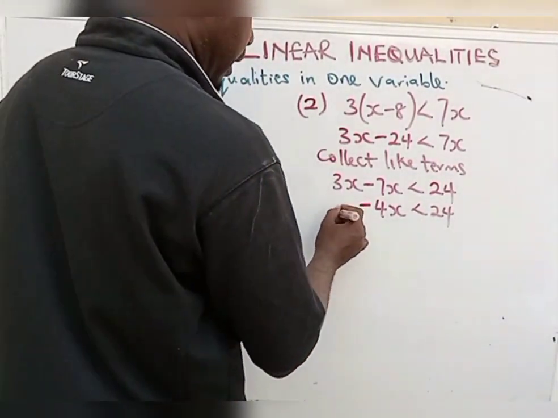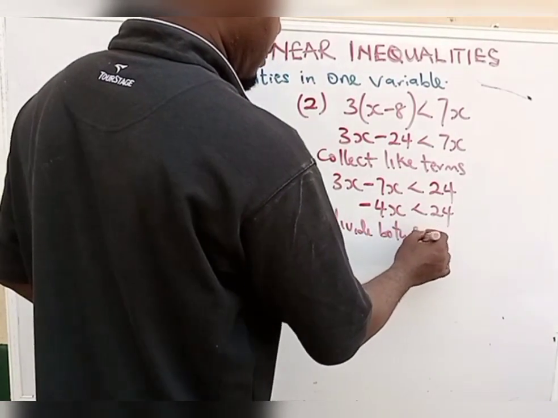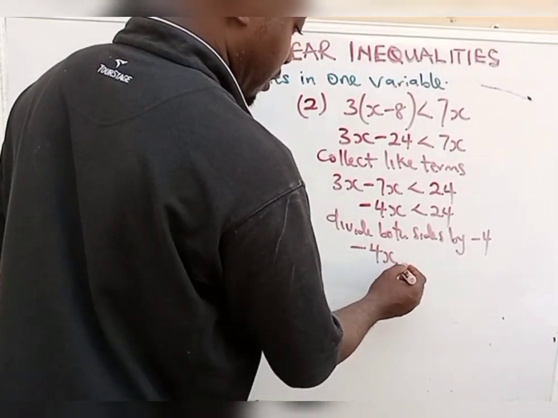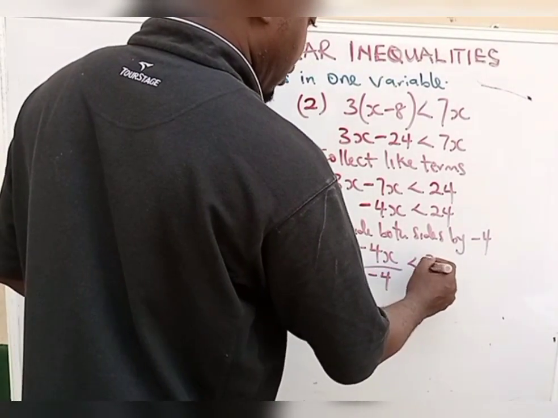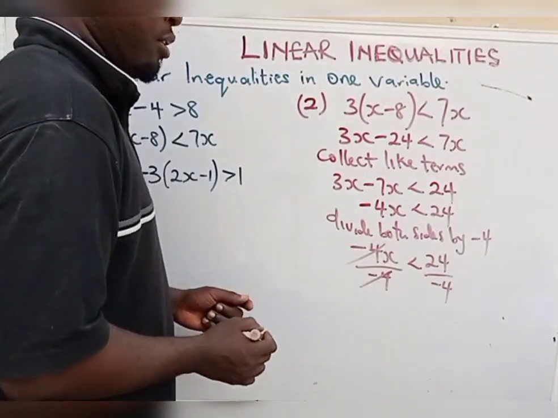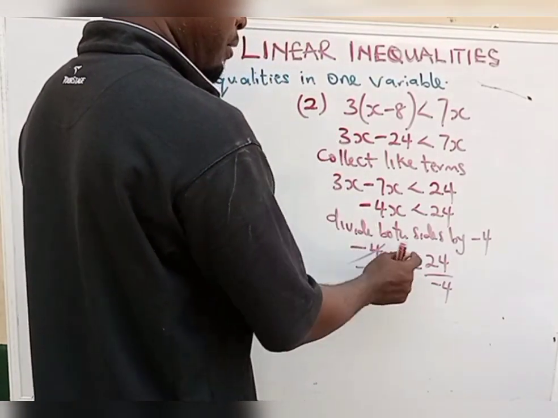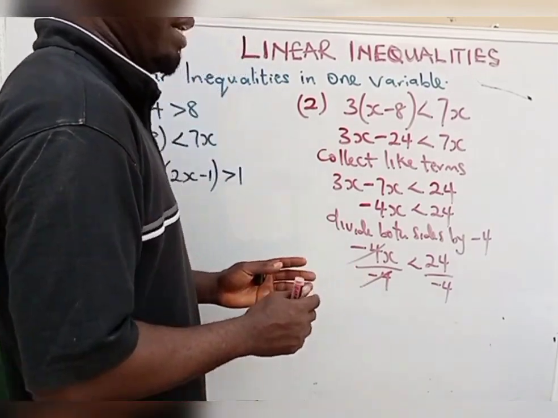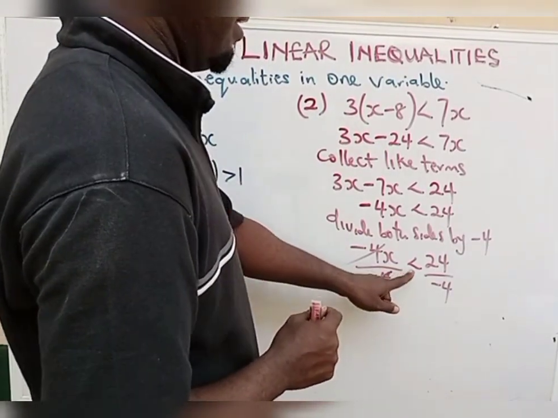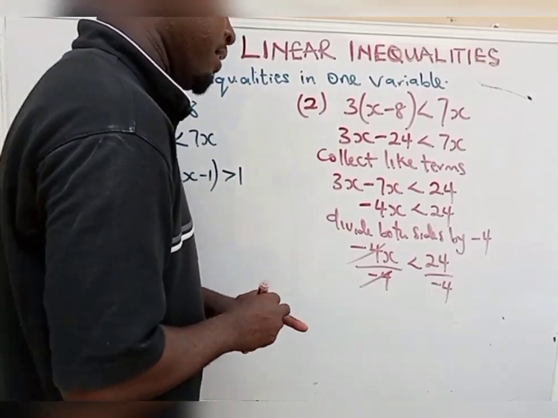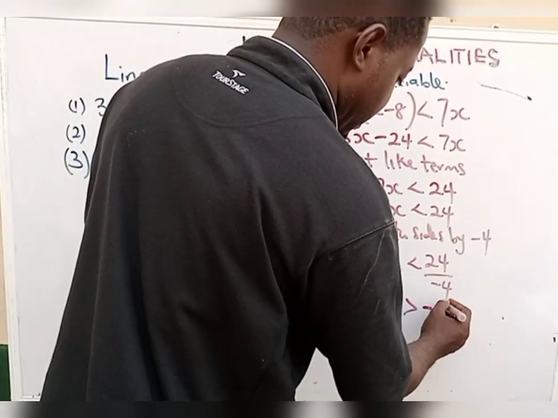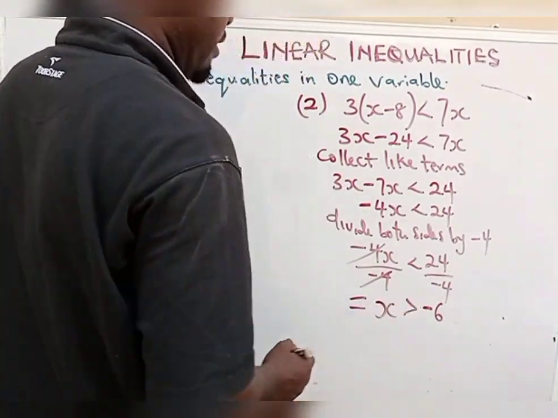Now the next thing is to divide both sides by -4. So I'm going to have minus 4x all over -4 less than 24 all over -4. Now, something is going to happen here, because we are using minus 4 to divide both sides. And don't forget, when you are multiplying or dividing both sides by a negative number, the sign will reverse. So this less than sign will reverse and change to greater than sign. So I'm going to have x greater than 24 divided by minus 4, and that's going to give me minus 6. So my final answer is going to be x greater than minus 6.